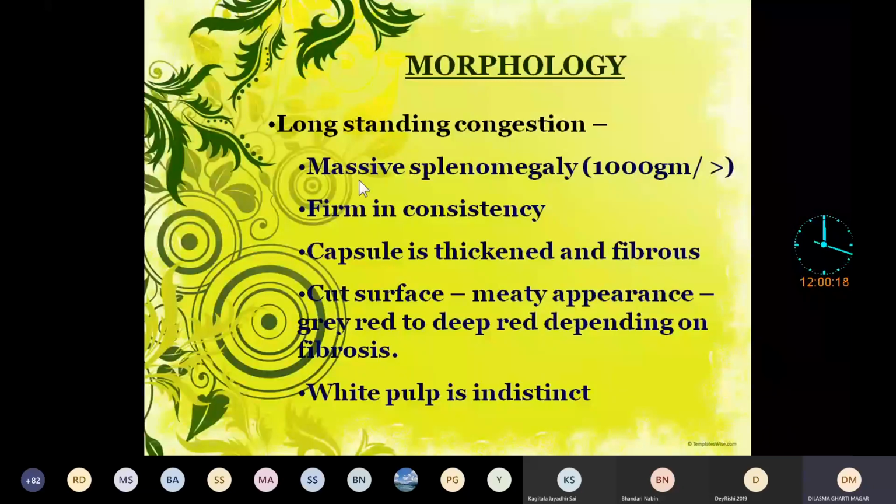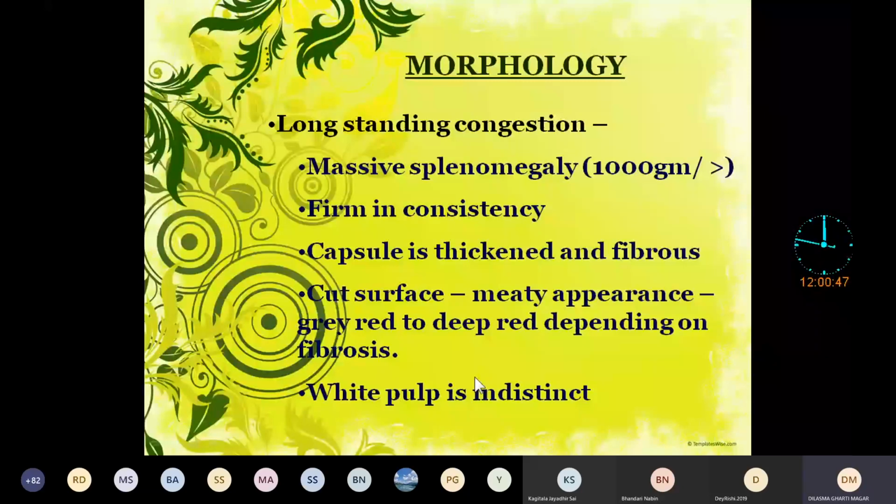And the cut surface will show a meaty appearance, somewhat like meat. And it may be gray-red to deep red depending upon the fibrosis. So if it is more fibrosis, it will look gray-red, and if it is less fibrosis, it will look deep red. And here the white pulp is indistinct. Mainly the red pulp will be seen, because it is related with the congestion, isn't it? So the white pulp will be indistinct.